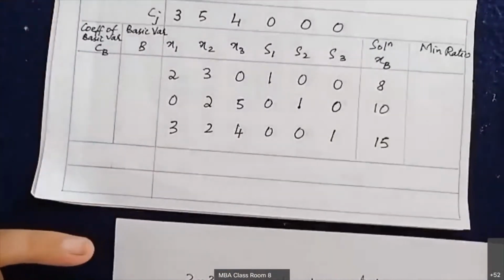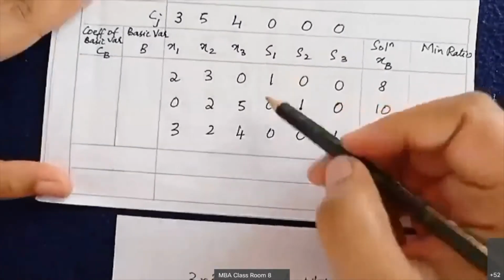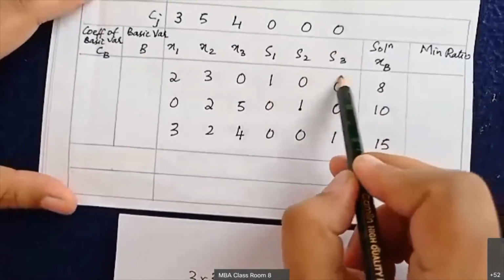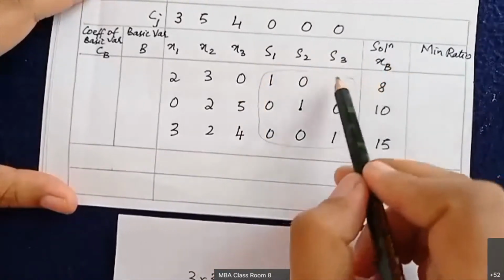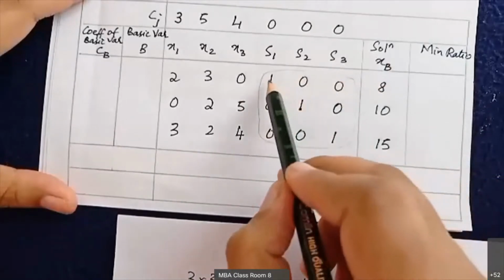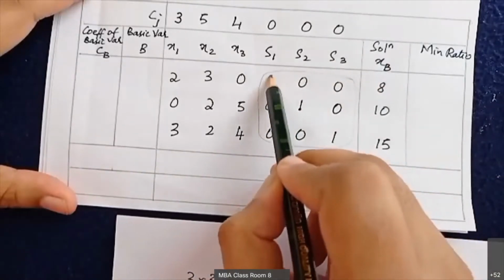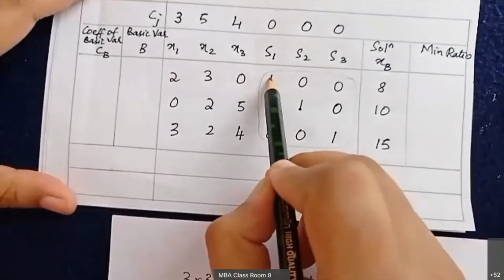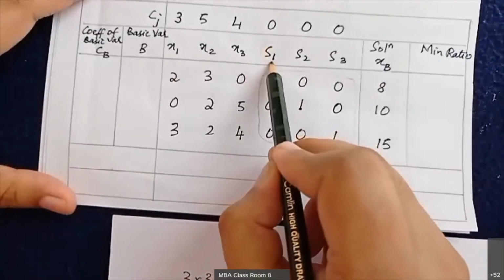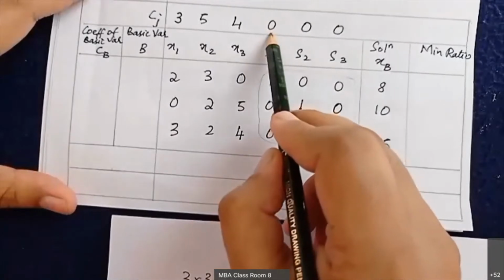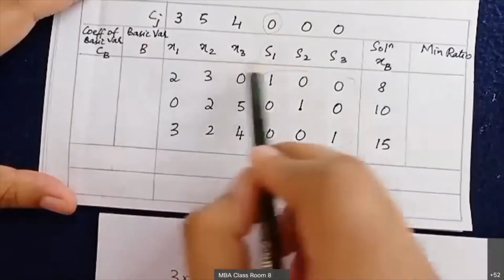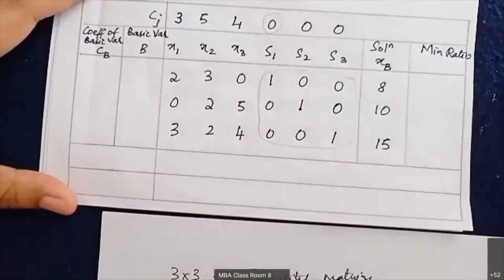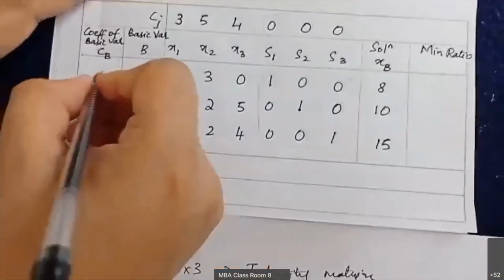Can you see that identity matrix over here? Okay, this is the identity matrix. The value 1 in the first row has the corresponding variable S1, right? S1's corresponding coefficient is 0. So in this first row, the basic variable will be S1. Did you understand that? The corresponding coefficient over here is 0, so I'll write 0 over here.